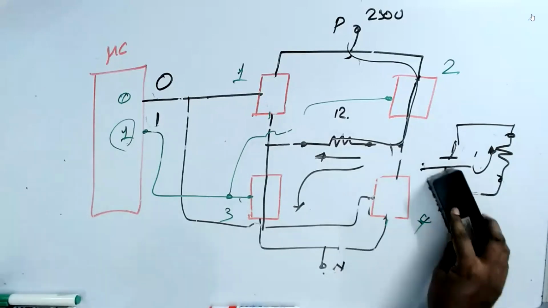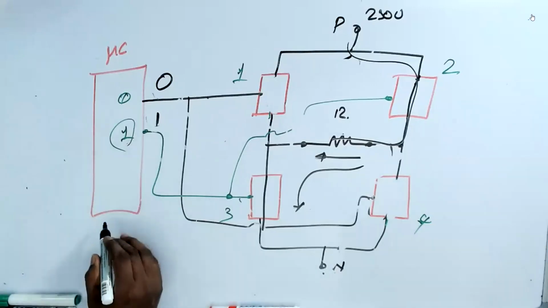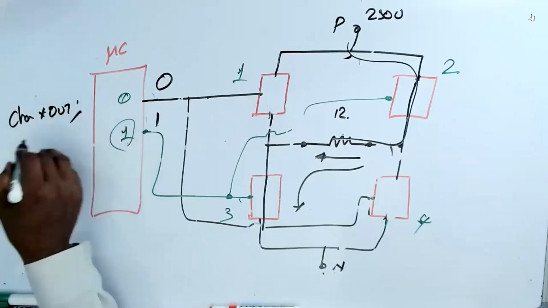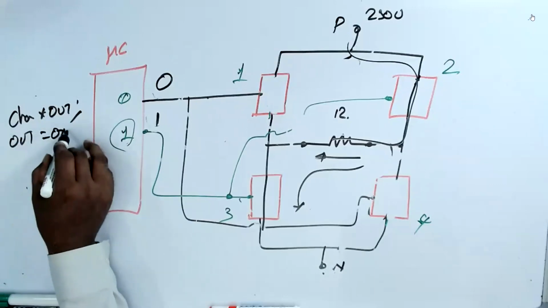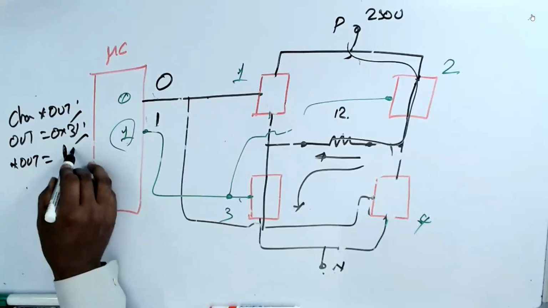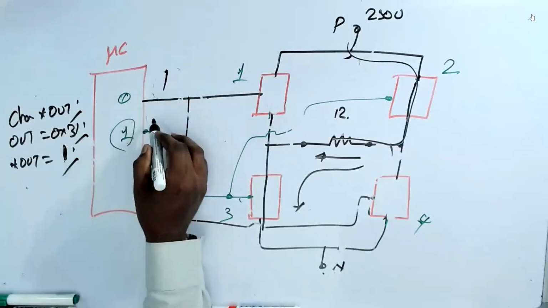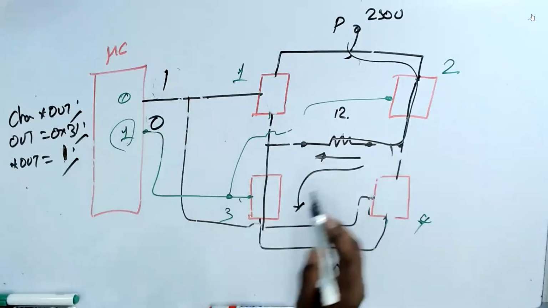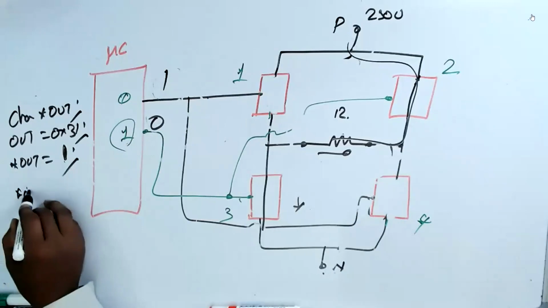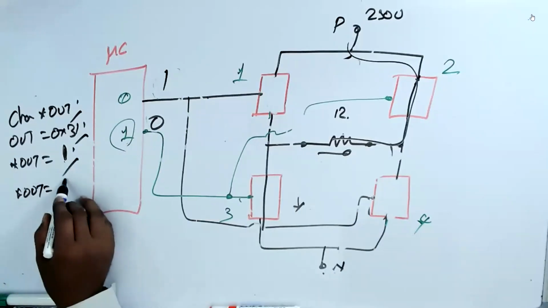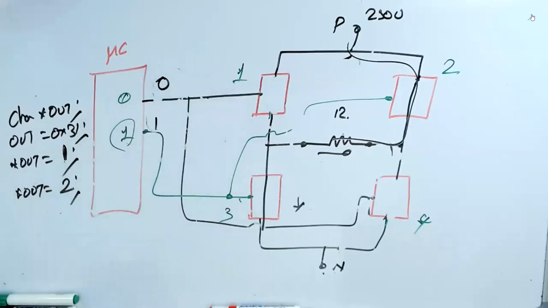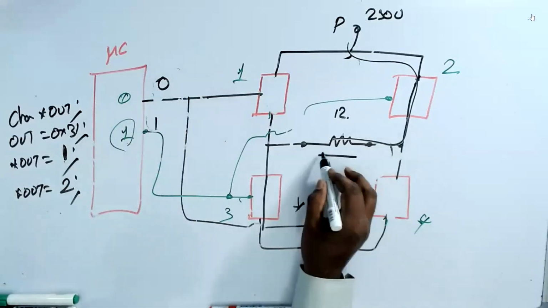But here, by using your software, you say that char star out, out is equal to 0x31. That's the address. Now star out is equal to 1. That means this will be on. The current is flowing through this. When you make star out equal to 2, 2 means 1, 0. That time, the current will be flowing like this.